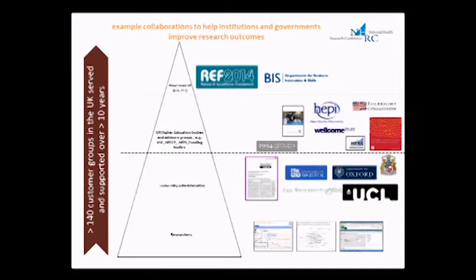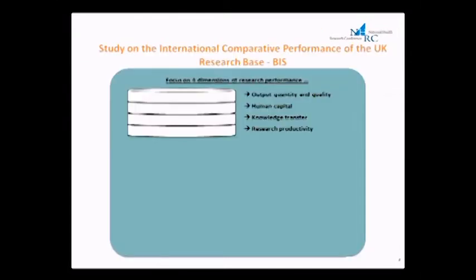But the one that I'm going to discuss next is the report we did for the Department of Business Innovation and Skills in the UK. And this is a good example. The Department of Business Innovation and Skills wanted to look at the international comparative performance of the UK research base compared to a group of comparator countries. Obviously the usual ones like the US and Japan, but also some more emerging nations who are coming to the forefront in scientific research like China, Brazil, and some others.